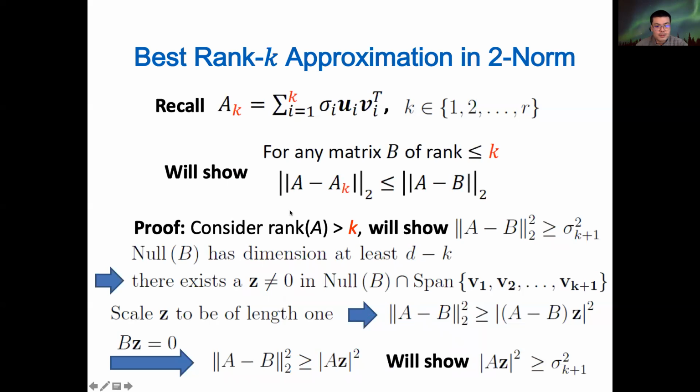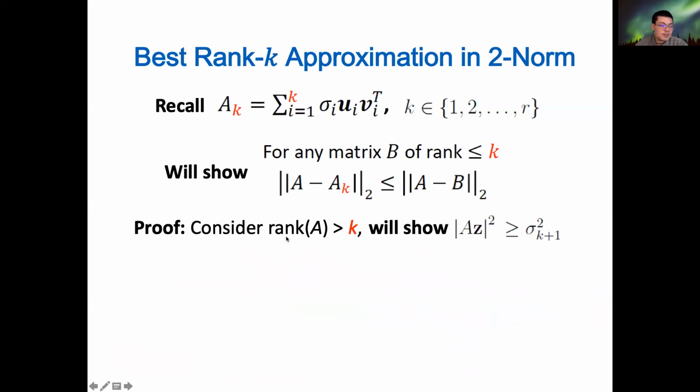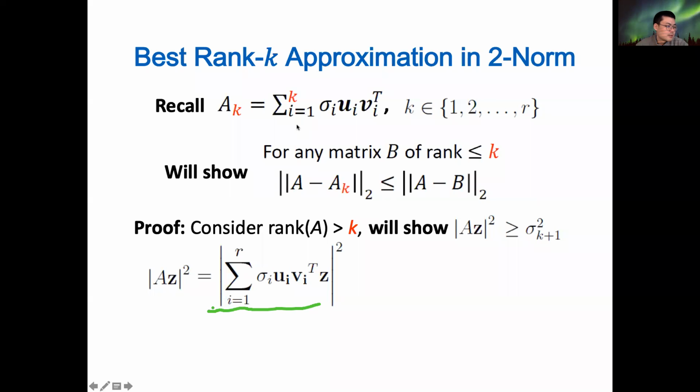I hope this is fine. Now we want to show this equation. This is the last slide. Basically, we are showing this, and then everything holds. So let's write AZ out. What is A? A is something like this, a sum up to k, and all the way to the sum up to r. This is A, and you multiply it by Z.